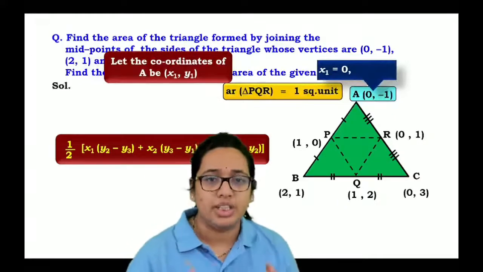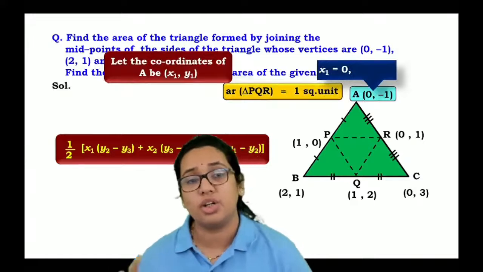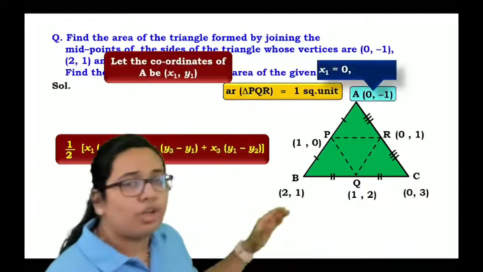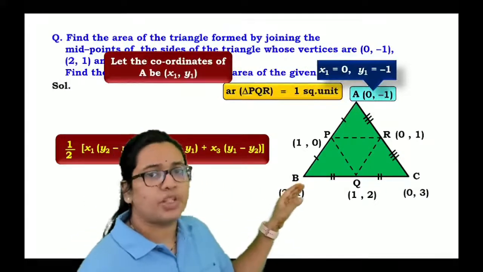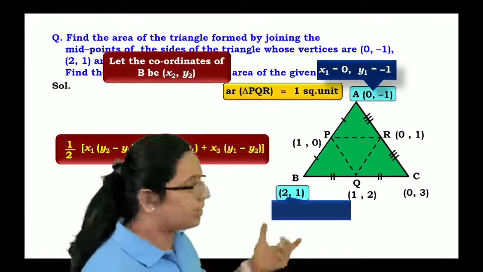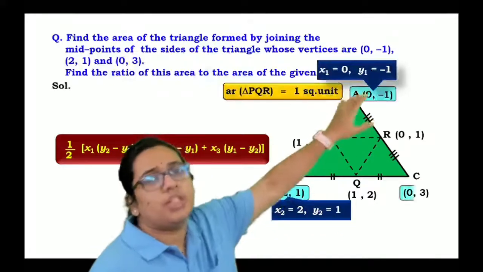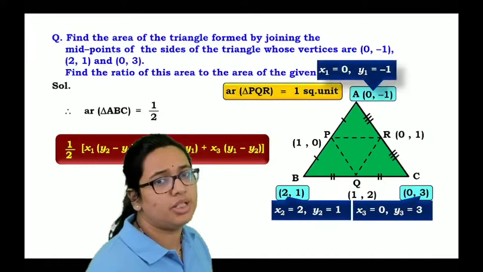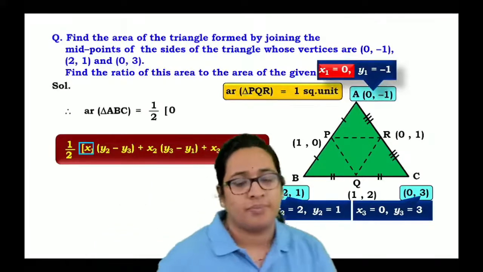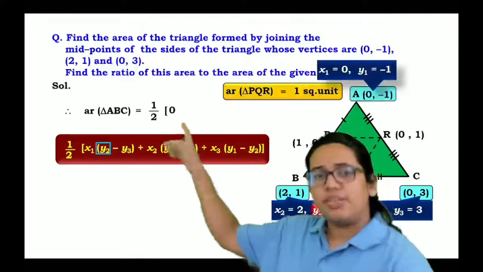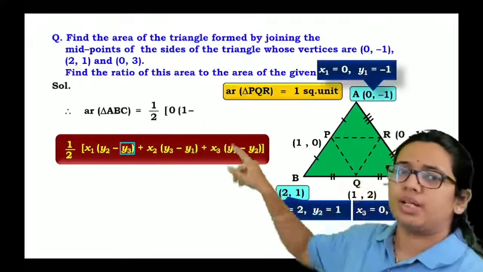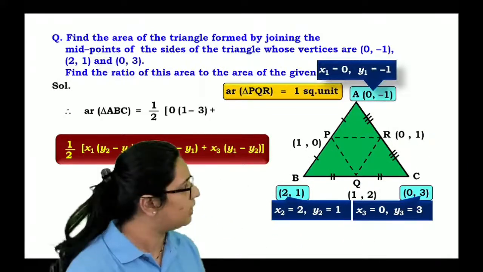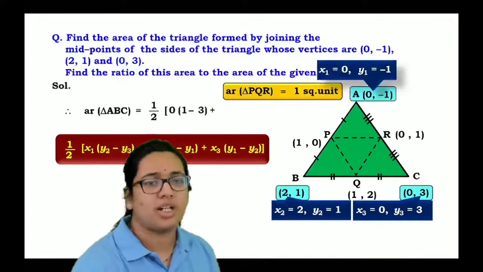So again, we'll use the formula for finding out the area of a triangle in which three vertices are given to you. So we'll use this formula for the given triangle ABC. So again, if we are considering the triangle ABC, x1, y1 will be the coordinates of A, x2, y2 will be the coordinates of B, and x3, y3 will be the coordinates of C. Hence, for the formula, 1/2 times x1 into y2 minus y1. I hope you are getting this one. 1/2 into x1 into the bracket y2 minus y1.